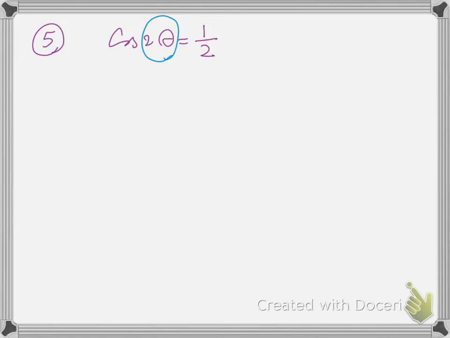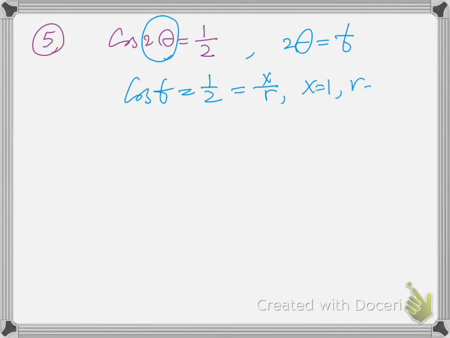So now let's first change 2 theta to some angle. Let's say alpha or t. Let's use t. So we got cosine t is 1 over 2. Then we solve for angle t, divided by 2, we got theta. Now this is x over r because it's cosine. So x is 1, r is 2. Using the Pythagorean theorem, we get y is positive or negative radical 3. 1, 2, radical 3.